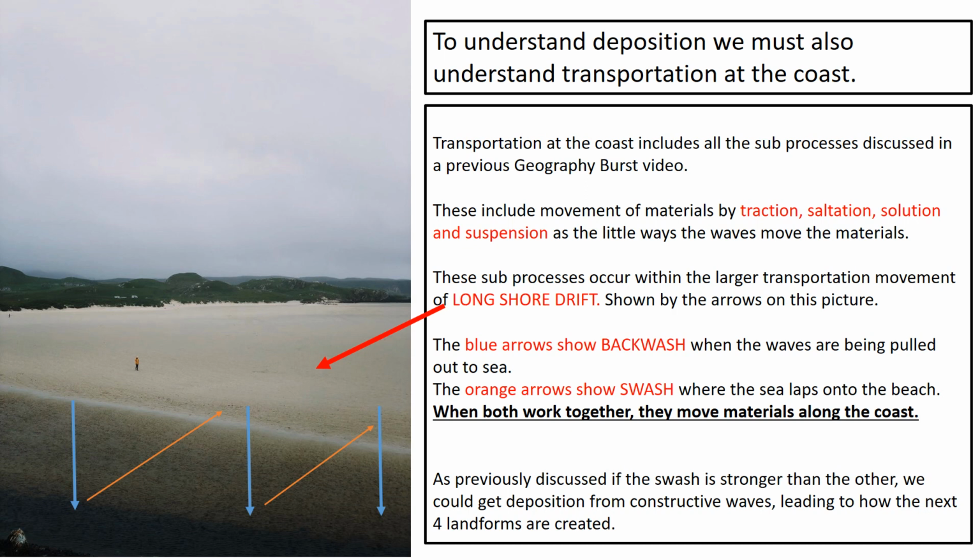To understand deposition, we must also understand transportation at the coast. Transportation at the coast includes all the sub-processes discussed in the last GeographyBurst video. These include the movements of materials by traction, saltation, solution and suspension, all the little ways that the waves can move the materials. These sub-processes occur within the larger process of longshore drift, shown by the arrows on the picture. The blue arrows show the backwash, pulling back out to sea, and the orange arrows show swash, where the sea laps onto the beach. When they both work together, materials are moved along the coast.